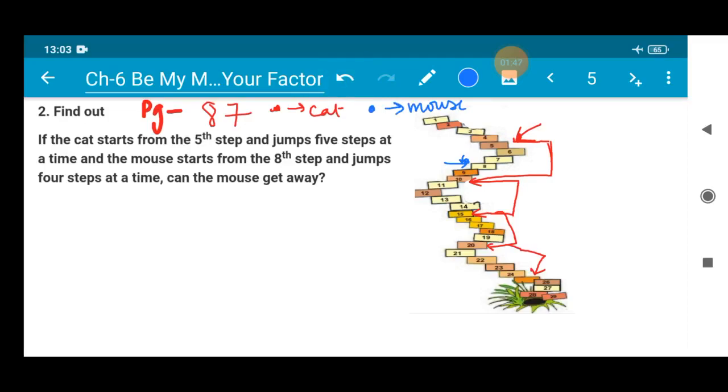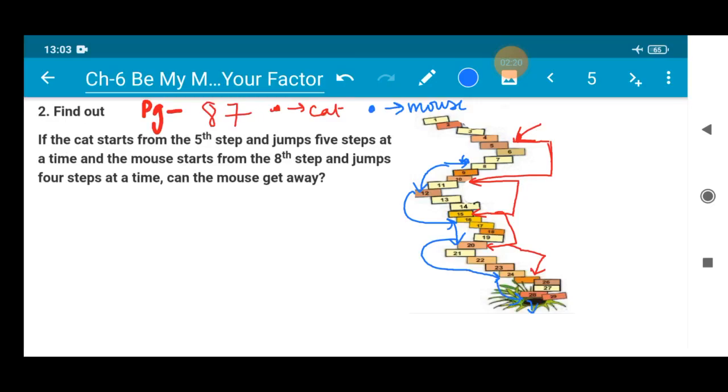So the mouse starts from the 8th step and jumps 4 steps at a time. Okay, from 8, if the mouse has to jump, now the mouse will be at the 12th position. Why? Because the mouse is taking a 4 step jump now. 8 plus 4 is 12. Now after 12 she will be in the 16th position. After 16 she will be in the 20th position. After 20 again she will be in the 24th position, because she is taking 4 steps. After 24, 28, then finally the hole.